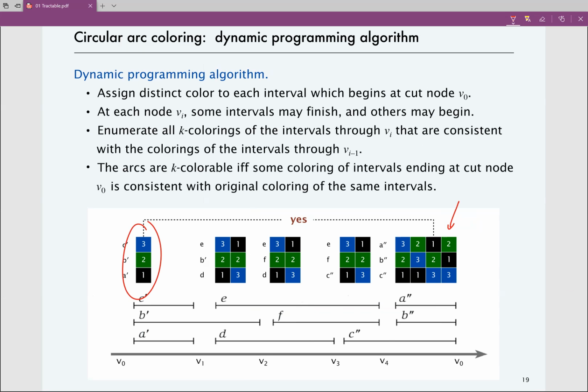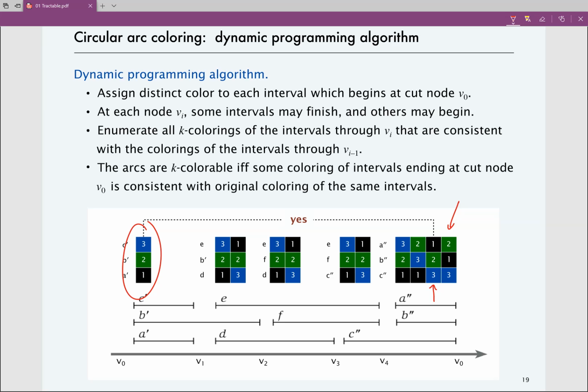And indeed, we see that this coloring, this third one, has A double prime here as 1, and initially A prime was also color 1. And then B prime and B double prime are both 2, and then C prime and C double prime are both 3. So therefore we have a coloring at the very end which matches the initial coloring, and this means that it is possible to use 3 colors to color this entire arc graph. So this is a yes instance of this arc coloring problem using 3 colors.